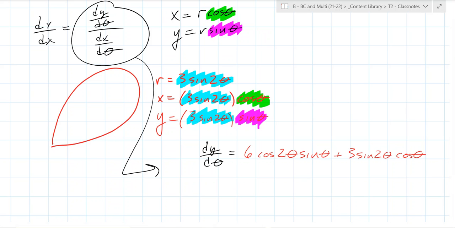Did people get that, or something like that, I hope? Because you had to use the product rule, everybody. Derivative of the first times the second plus the first times the derivative of the second. And then do you get something similar for dx/dθ? Yes. And then what do you have to do? Plug in π/3. Is that a trig value that you should know the answer to? Yes. Is this really annoying to do by hand? Yes.